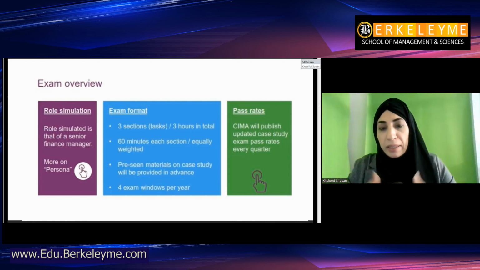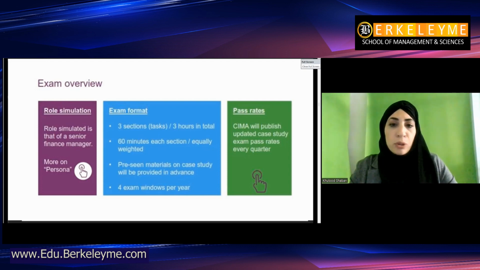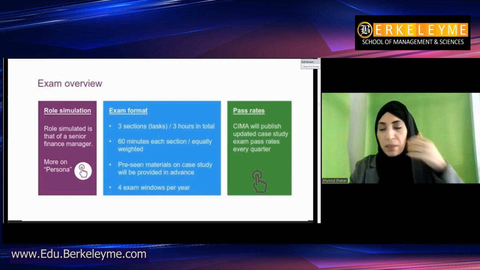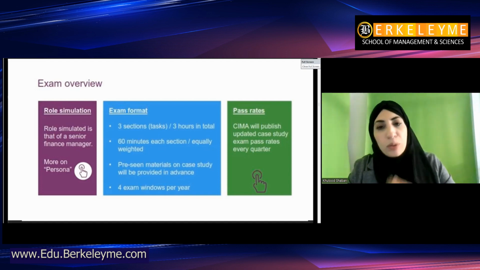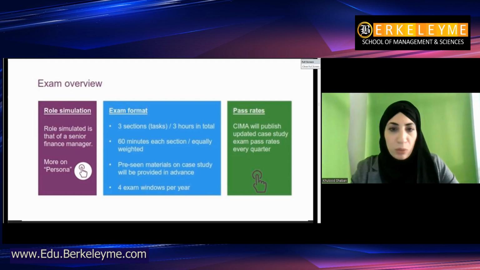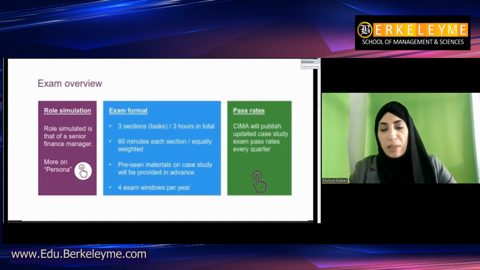The pre-scene material will be provided, of course, in the exam, but basically you will have to memorize lots of facts of the pre-scene, because you will have no time actually to go to this pre-scene. They put it there, but definitely you will not have time to go. Time management is a very important part, which we will discuss also. And there are, as you know, 4 exam windows: November and February, which have the common pre-scene, and May and August, which have the common pre-scene.